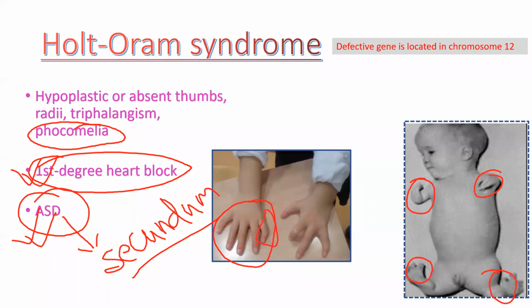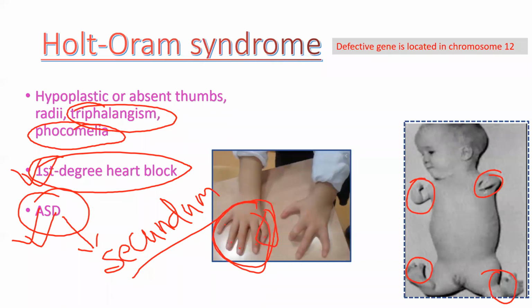But here you can see that when you look at the thumb, it is not looking normal, because normally the thumb has only 2 phalanges, but in this child there is going to be something called triphalangism. Triphalangism means even the thumb is going to have three phalanges, not two. Then the thumb will also look like the other fingers, and we call this condition triphalangism. Never forget that. So this is a feature of Holt-Oram syndrome.